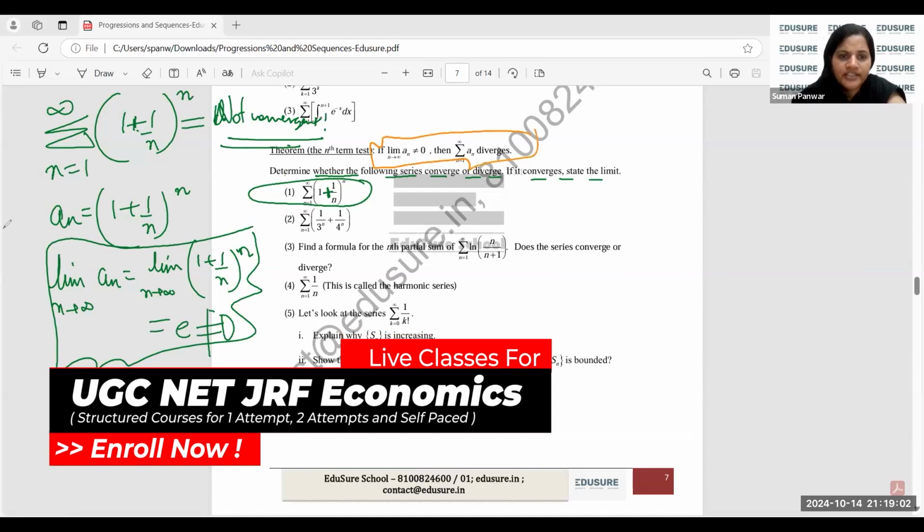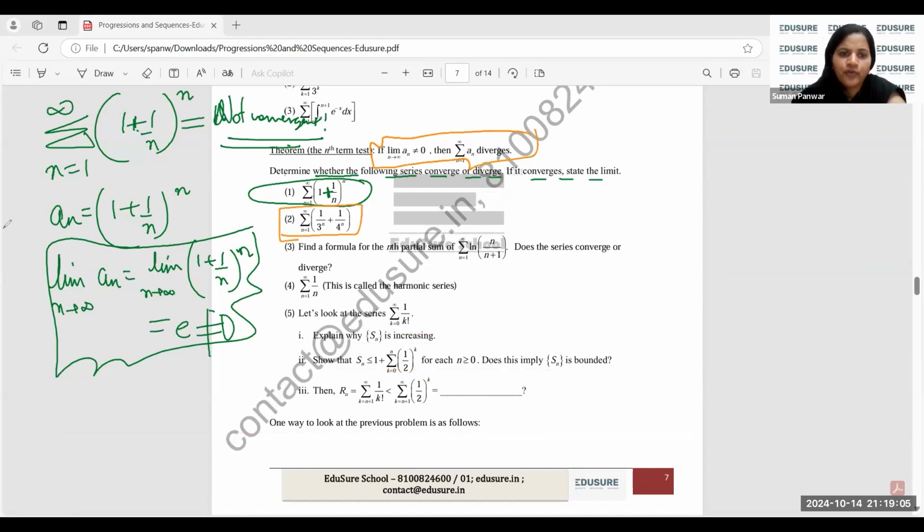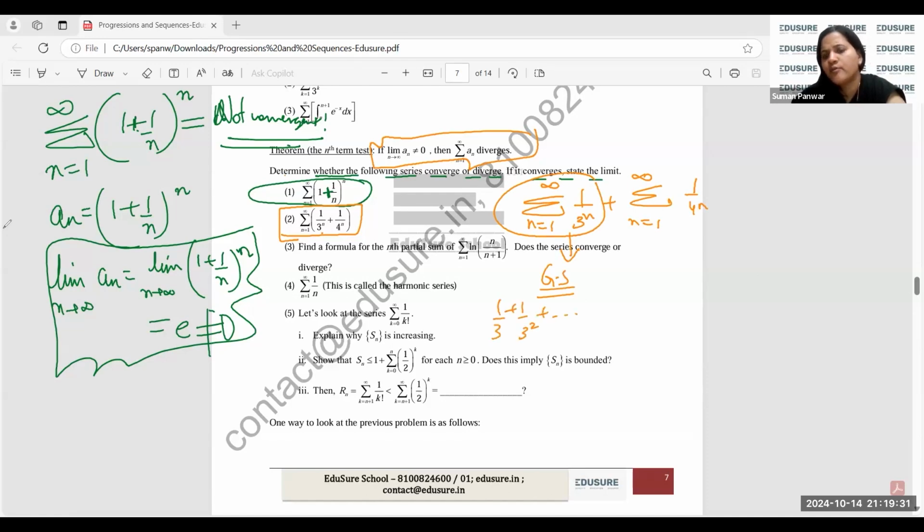Okay. If you look at the second series, summation n going from 1 to infinity, 1 upon 3 power n plus 1 upon 4 power n. So this is summation n going from 1 to infinity 1 upon 3 power n, plus summation n going from 1 to infinity 1 upon 4 power n. So you can see that this is a geometric series, 1 upon 3 plus 1 upon 3 square and so on. This is a geometric series, 1 upon 4 plus 1 upon 4 square and so on. And here a is equal to 1 by 3, r is equal to 1 by 3. a equals 1 by 4, r equals 1 by 4.